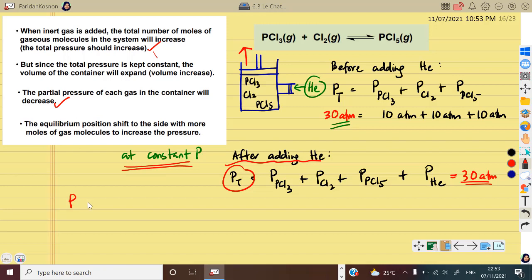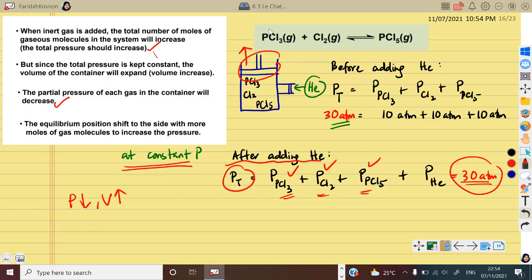Sebab apa? Pressure is inversely proportional with volume. Nampak? Bila kita increase volume bekas, disebabkan kita nak maintain 30 atm, partial pressure PCl3, partial pressure Cl2, partial pressure PCl5 akan berkurang immediately. Jadinya sekarang, the equilibrium position akan shift to the side ataupun akan favor tindak balas yang mana? Tindak balas yang akan produce more moles of gas. Sebab sekarang ni, partial pressure of each gas yang 3 ni berkurang immediately disebabkan volume bekas yang bertambah.